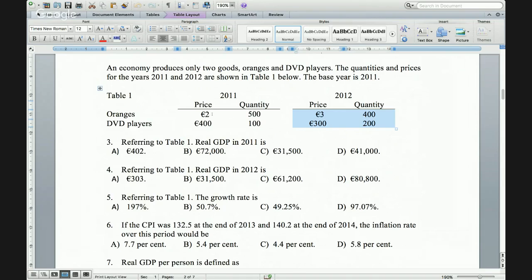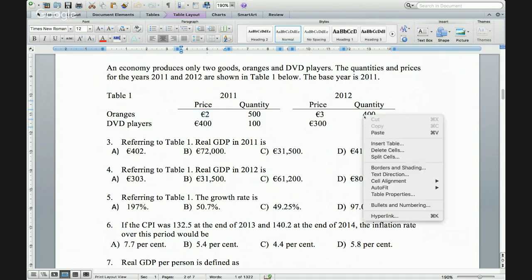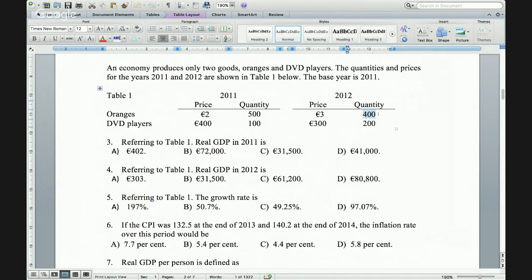In other words, using the base year price of 2, we multiply that 2 by your 400 units. So 2 by 400 is your 800 euro. And likewise, we multiply your old price of 400 euro by your new quantity of 200. So we have 80,000. So in total, what we have here is 80,000 and an 800 that we calculated with the 400 by your 2 euro. So your total is 80,800. Your answer is again option D.